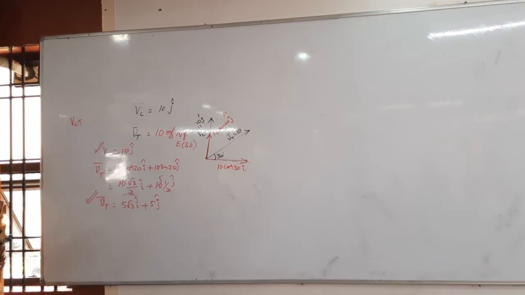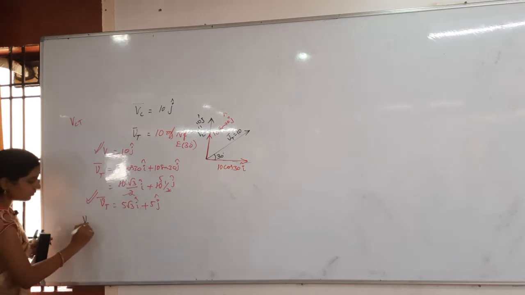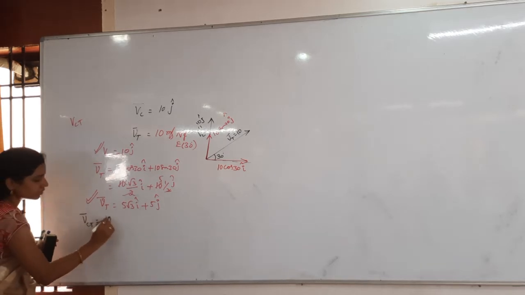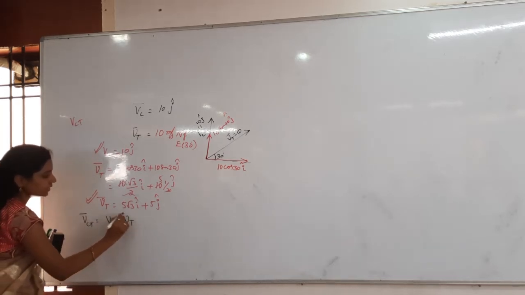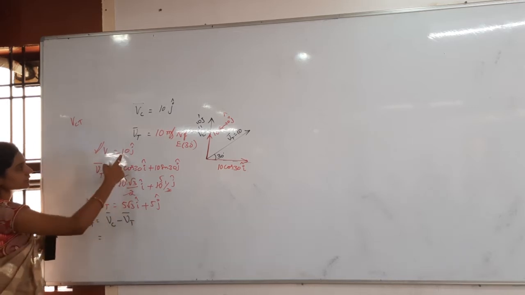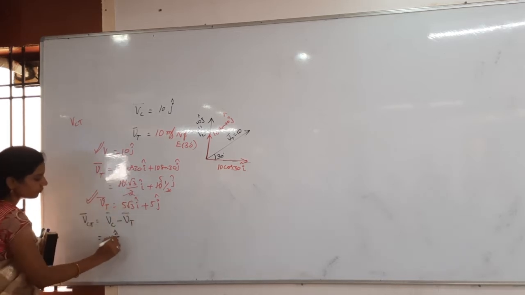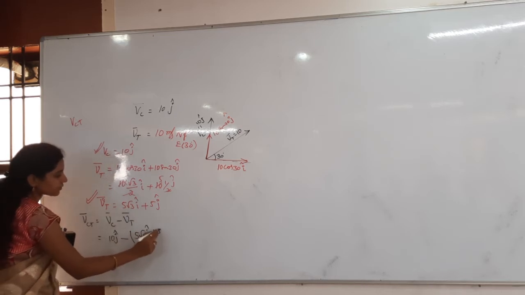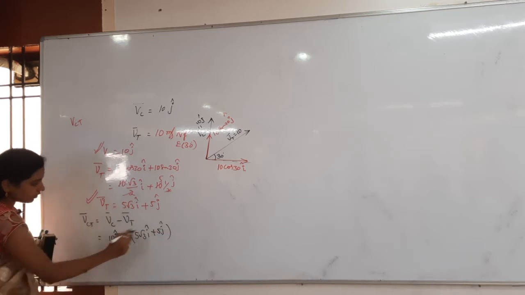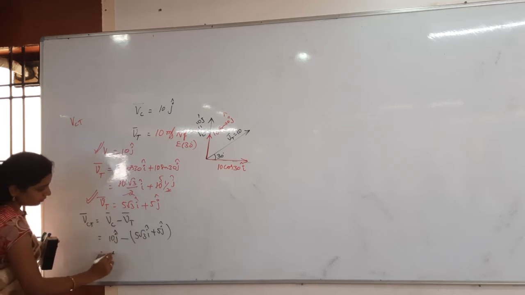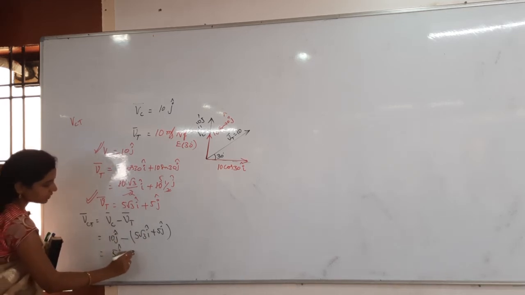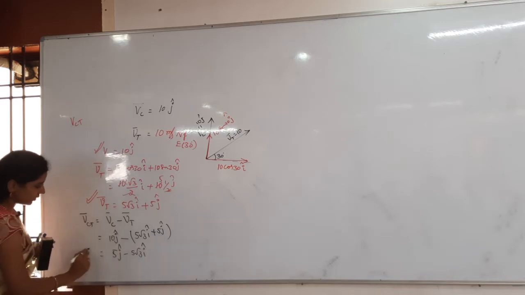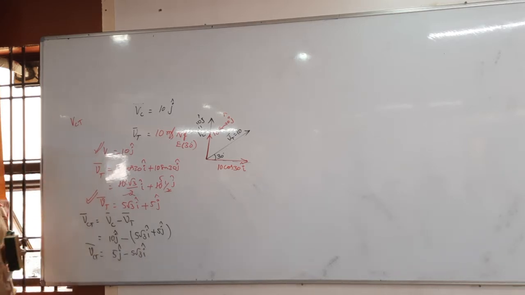Now what are they asking? Velocity of car with respect to truck. So VCT is equal to, what is the formula? VC minus VT. VC vector, what did we get? 10 j cap minus VT vector, which is 5 root 3 i cap plus 5 j cap. So what will we get here? 5 j cap minus 5 root 3 i cap. This is the VCT vector form.